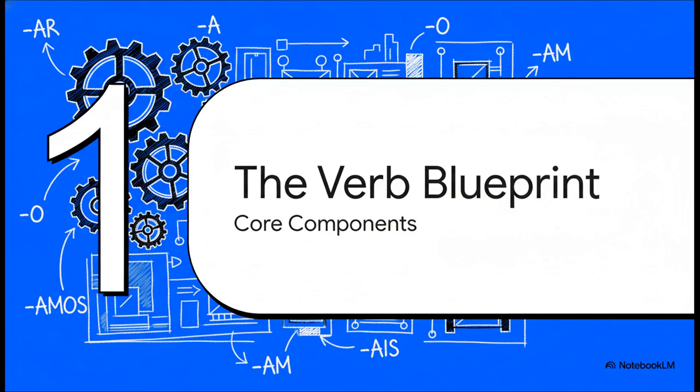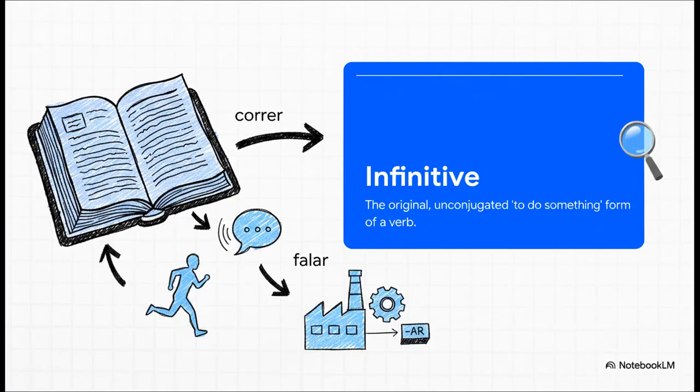Okay, first up, the verb blueprint. Let's get into the core components. Before we can start changing a verb, we've got to understand its basic structure, right? So every single verb has what we call an infinitive. Just think of it like the verb's default setting, straight out of the box. It's the original version you'd look up in a dictionary, the to-do-something form. You know, like to eat, to sleep, to speak.